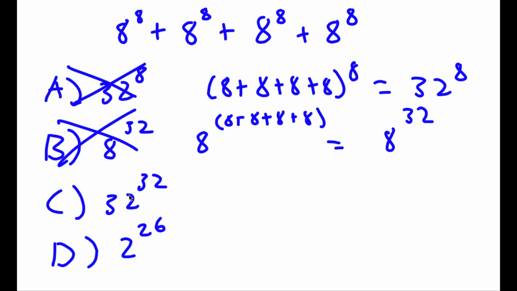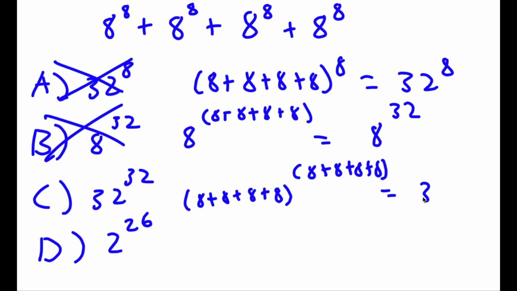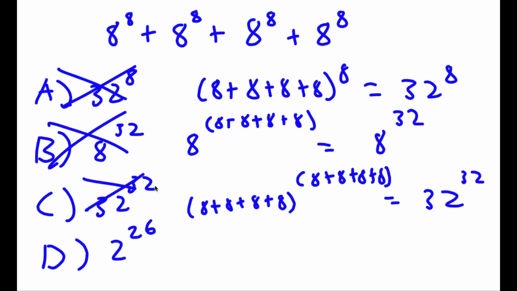So now for C, how you get 32 to the power of 32 is you add both of them. You add all the bases together, and then you add all the exponents together as well. And this would result in 32 to the power of 32. And this is wrong as well. That's not how you add exponents.